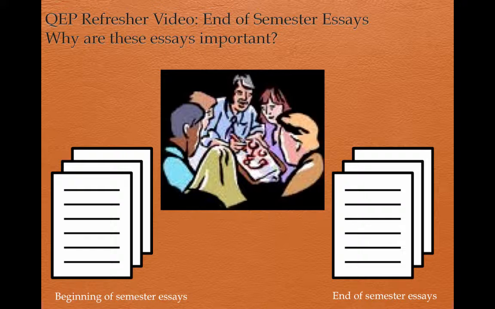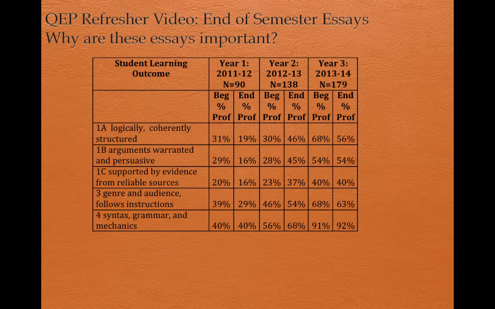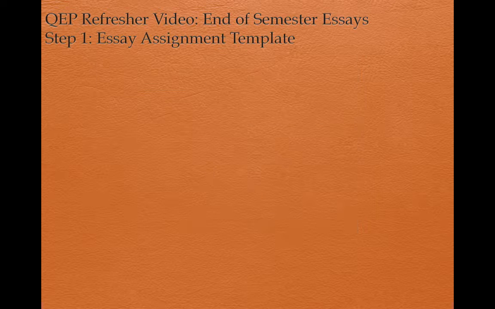The numbers that they come up with are what we use to present a chart like this to SACS at the end of the 5th year of the QEP. As imperfect as the essays may be as an assessment tool, they still show us improvement in student writing. They're our major assessment tool for that.